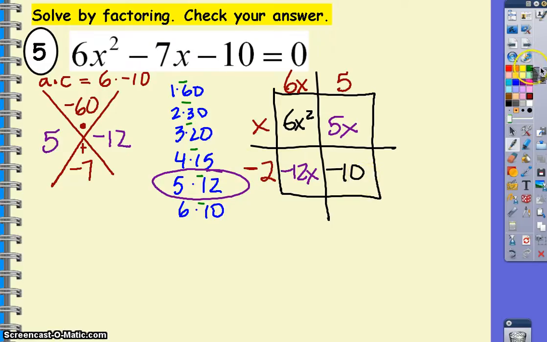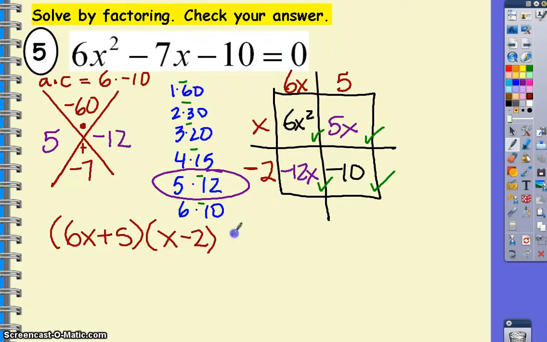Then we want to check and make sure this makes sense. X times 6x is 6x squared. X times 5 is 5x. Negative 2 times 6x is negative 12x. And negative 2 times 5 is negative 10. So everything is good there. That's perfectly acceptable. And so this factors into 6x plus 5 and x minus 2 equals 0.